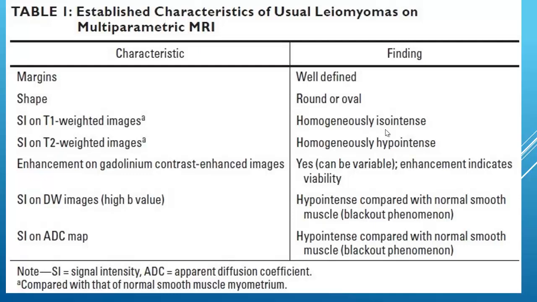Enhancement indicates viability. Signal intensity on diffusion weighted images is hypo-intense compared with the normal smooth muscles, and this we call the blackout phenomenon. On the ADC map, it is also hypo-intense compared with the normal smooth muscles, the blackout phenomenon. This is the ordinary one, the most characteristic being homogeneously hypo-intense. All fibrous tumors are homogeneously hypo-intense in T2.